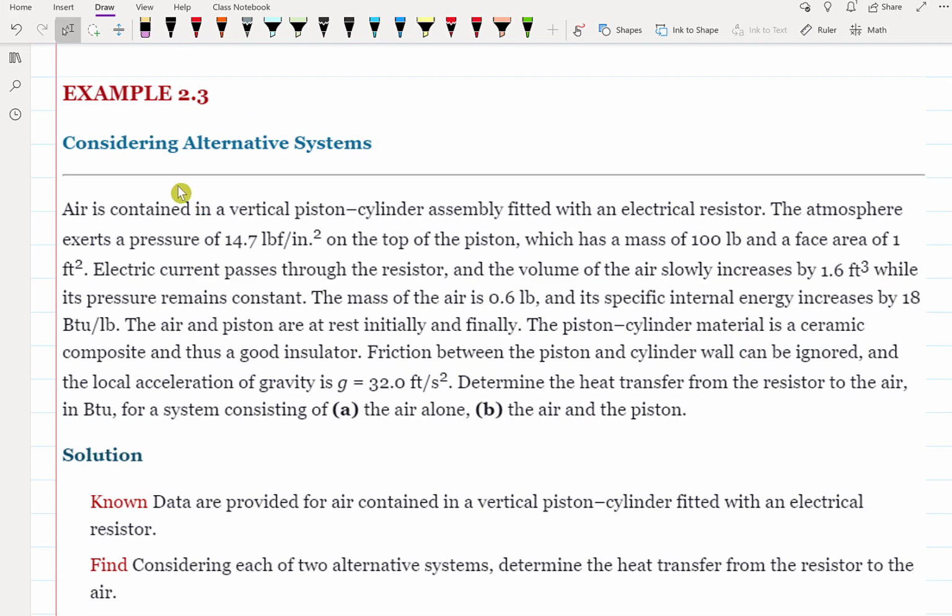Example 2.3. This question is about the effect of selecting the system boundary. We have a piston cylinder assembly with an electrical resistor. The electrical resistor provides heat to the system. We are asked to determine the heat transfer from the resistor to the air in the system. But the system has two cases: a system consisting of the air alone, case A, and a system containing the air and the piston, case B. So we are going to compare the heat transfer Q for both cases.